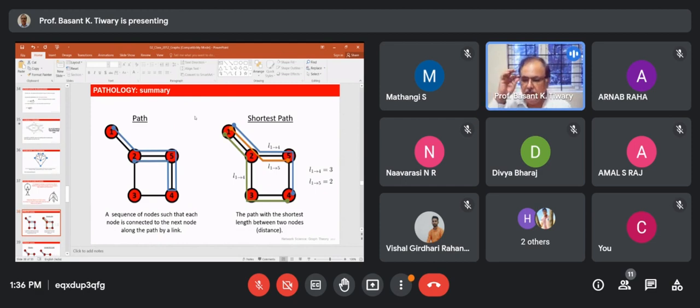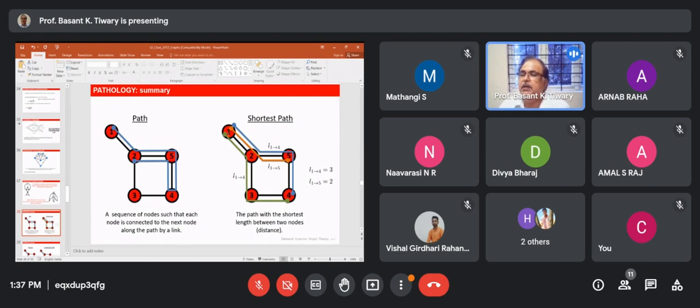Now, if you see the topology, you will see that if you trace this one, a sequence of nodes such that each node is connected to the next node along a path by a link. So you can start from 1, then 2, then 5, then 4, then again coming to 2. So this is how you are going from node to node. But another could be any path you can trace. But if you are going for a shortest path, you have to find which one is the shortest path.